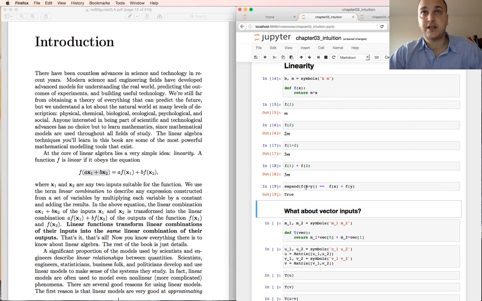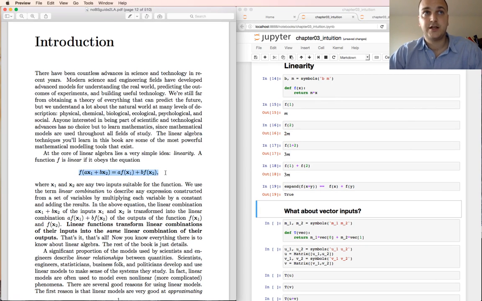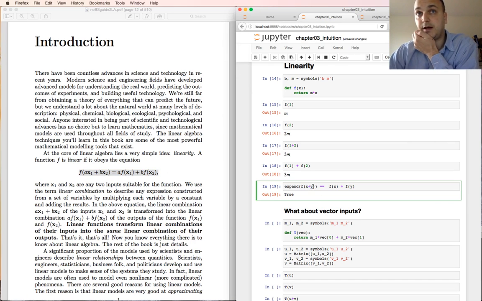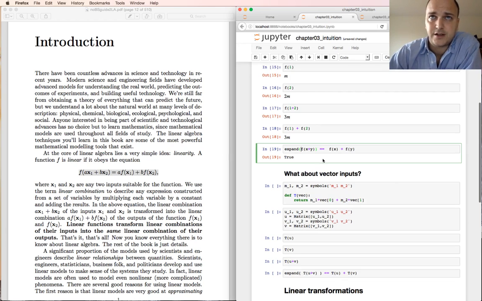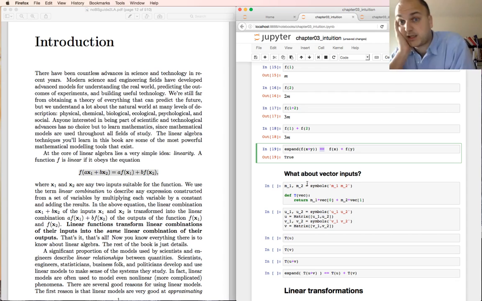This function, let's see, we have the equation. It's a definition, really. You say a function is linear if it satisfies this. So we can check this for x and y here, arbitrary inputs. So this is verifying that f is linear. I had to expand here, the details, because equality compares expressions exactly. So, all right, that's an example of linearity.